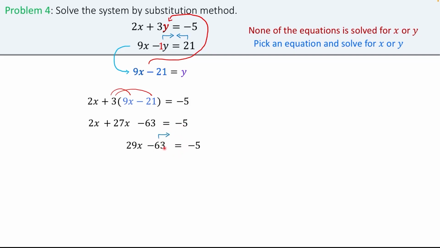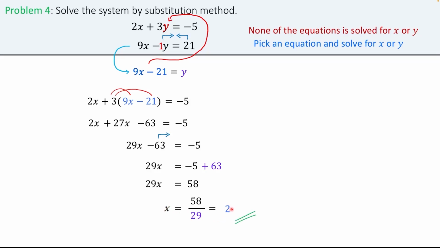Now move this term to the right hand side and isolate 29x. So 29x is equal to negative 5, negative, so you need to add 63. 29x is equal to negative 5 plus 63, which is 58. Now divide both sides by 29. You will get x. X is equal to 58 divided by 29, which is equal to 2. So you got the x value.